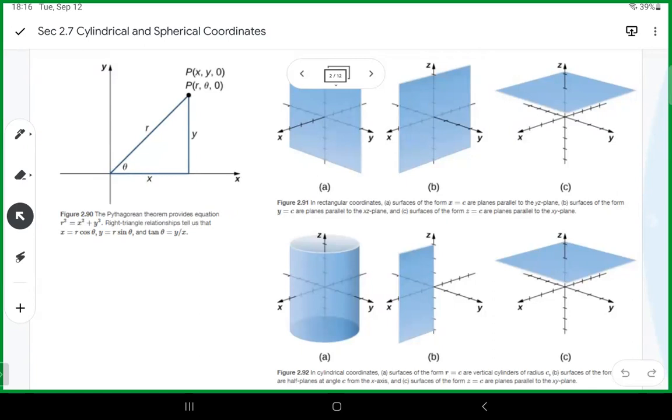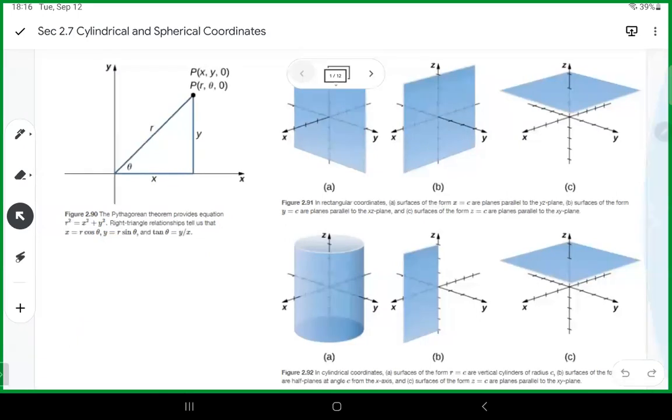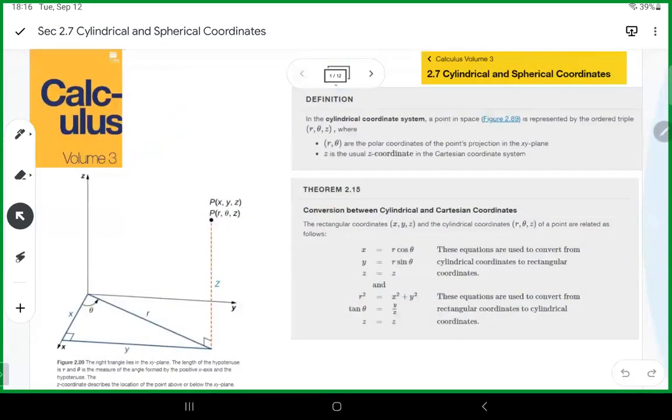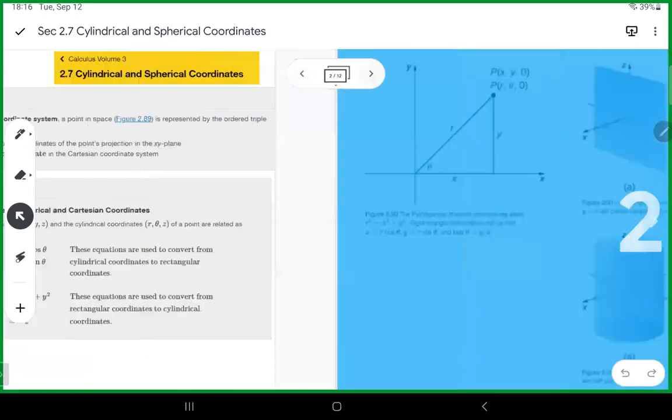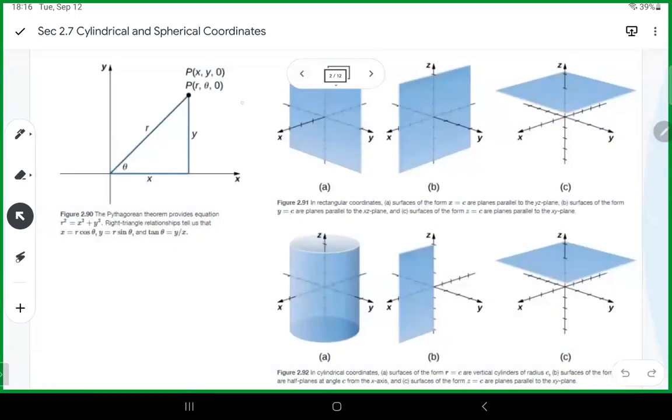So it shows you from this idea here on the first page to translating it into the triangle that we're used to working with. The Pythagorean theorem provides the equation of r squared equal to x squared plus y squared. Right triangle relationships tell us that x is equal to r cosine theta, y is equal to r sine theta, and tangent theta is equal to y over x. So there is all of that recapped for you.